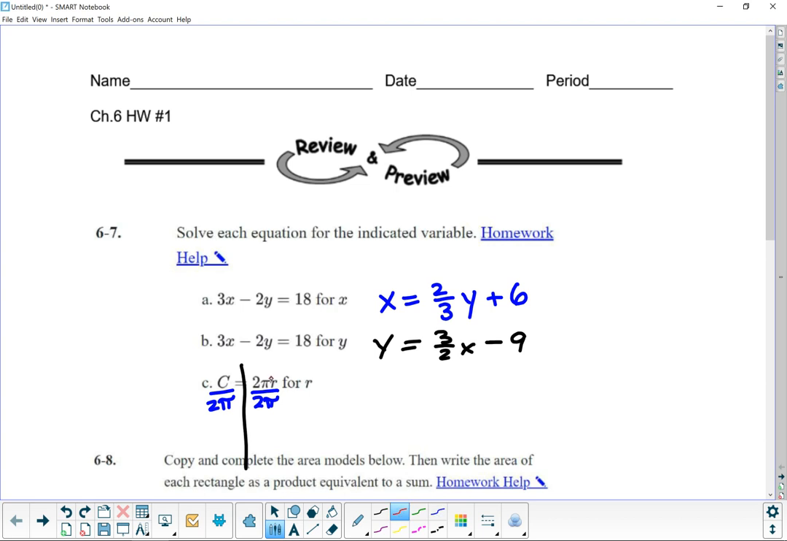By doing that, these 2 pi's cancel, and I'm left with r equals, and then on the left side is C over 2 pi. And that's my final answer. I'm going to put that right here. Again, pause it if you need to.